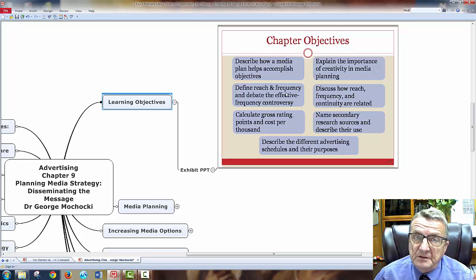Define reach and frequency. How many people do I want to reach in my audience, my target audience, and how often does that target audience need to be reminded of my ad through different media tools or resources that I'll be utilizing for this integrated marketing communication, or what we would be considering IMC.